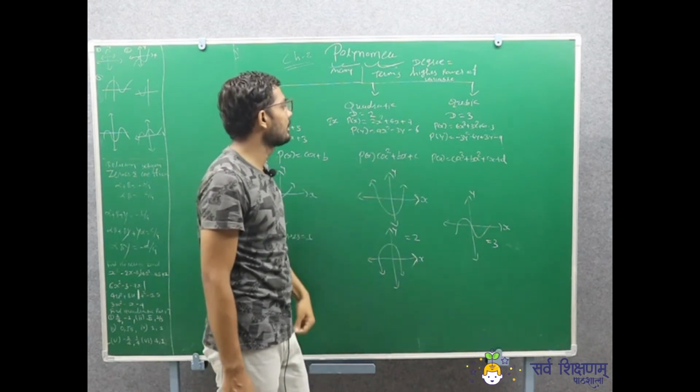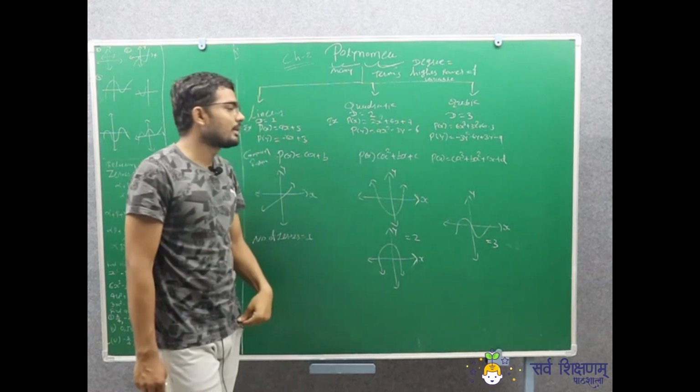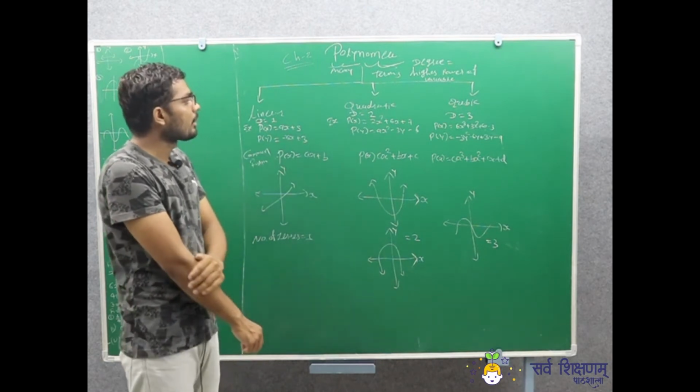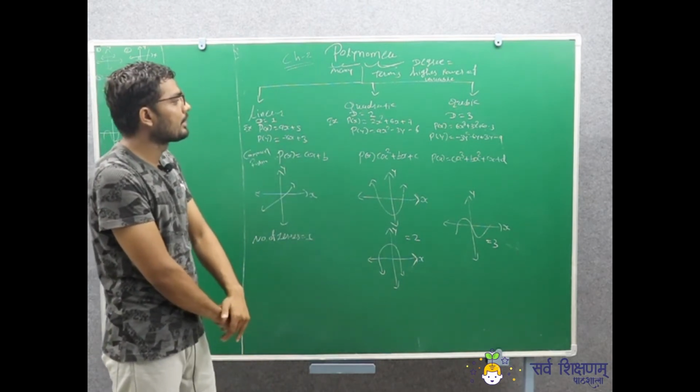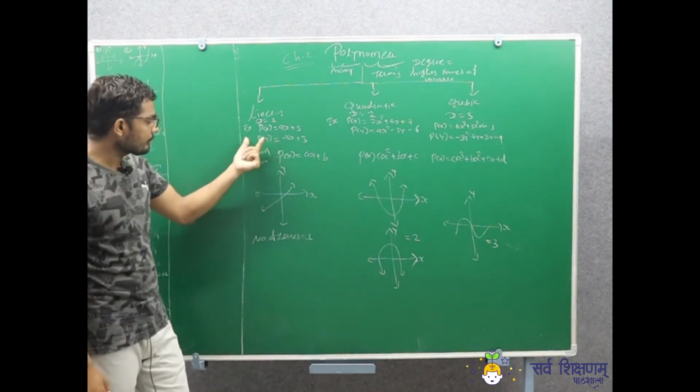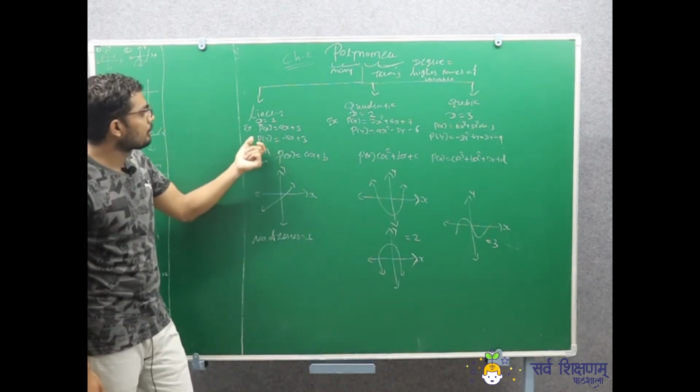The highest power of the polynomial is 2. The degree is equal to 2 and it becomes a quadratic polynomial. And for a cubic polynomial the degree is equal to 3.